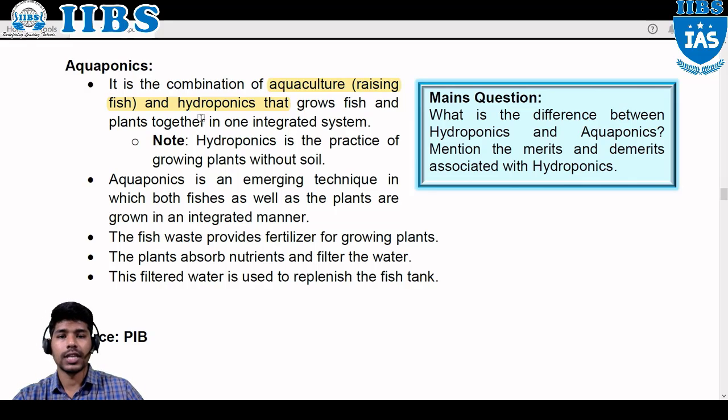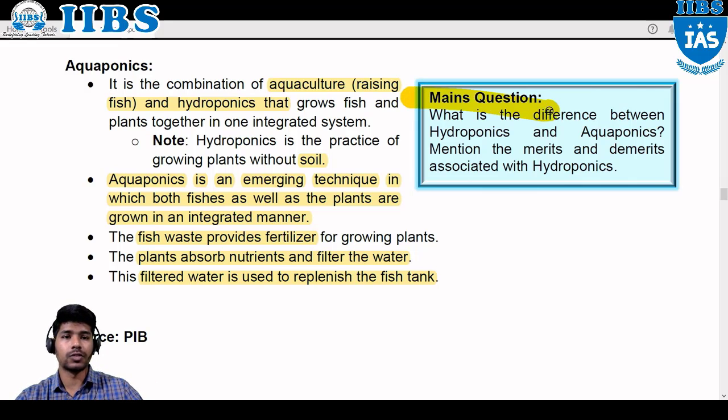And what is hydroponics? Hydroponics is the practice of growing plants without soil. Aquaponics is an emerging technique in which both fish and plants are grown in an integrated manner. The fish waste provides the fertilizer for growing plants, which is very important. The fish excrete is carried to the plants for absorption. The plants absorb nutrients and filter the water, and the filtered water is used to replenish the fish tank. It is a cyclic process, because of which it uses about 90% less water.